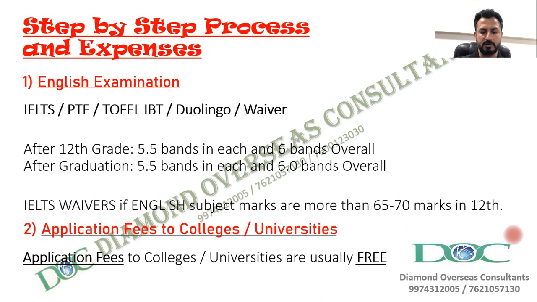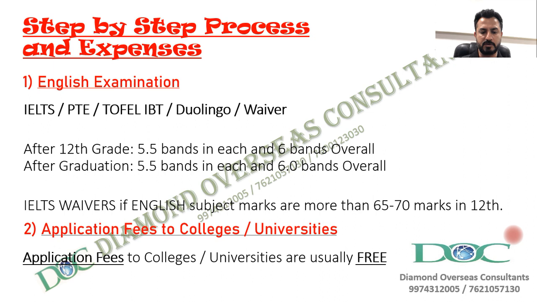The second step involves the application to the university or college. Along with your academic documentation, if there is a waiver for you, you need a medium of instruction letter, that is MOI, or sometimes you may also have to appear for an internal test offered by the university, or if you have scored 70 plus marks in your 12th grade English language, then you'll be offered a waiver.